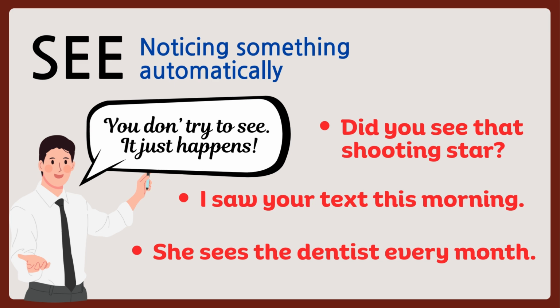Did you see that shooting star? This means the star appeared, and you noticed it. Even though you weren't looking for it, it just came into your vision. I saw your text this morning. In this sentence, saw means the message appeared on your phone, and you noticed it. No special effort.